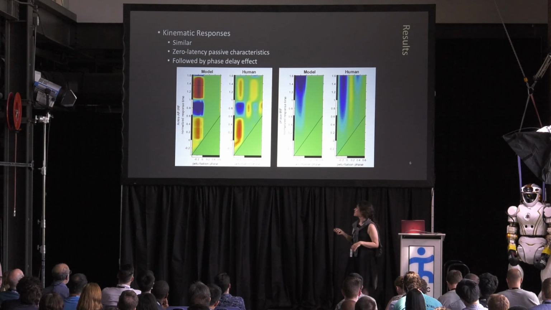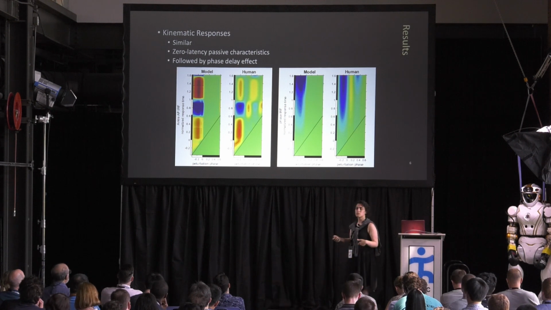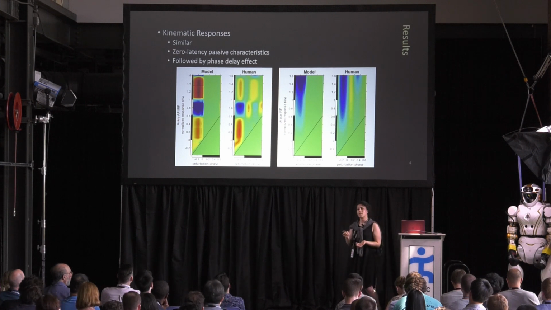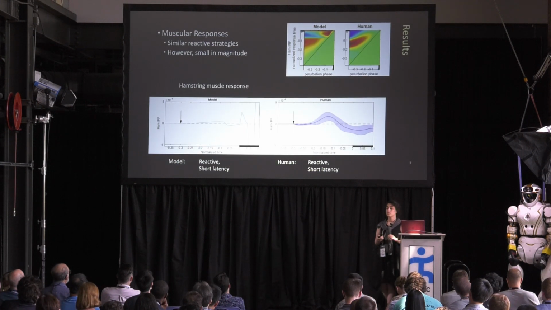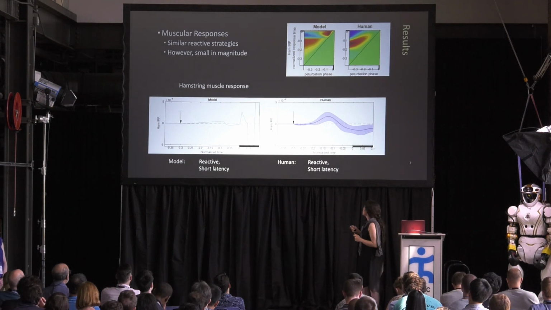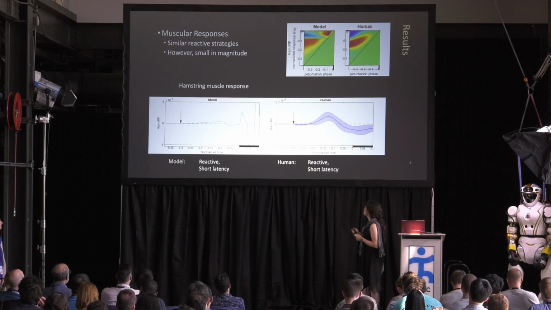The first graph shows the ankle response in AP position. And you can see for both model and human, after the onset of perturbation, this value increases basically instantaneously, which means that the leg has moved forward. And both model and human experienced phase delay. However, the muscular responses were only similar for reactive strategies. This is the hamstring muscle response. You can see that for perturbation applied during mid-swing, both model and human show an increase in the response after some delay.